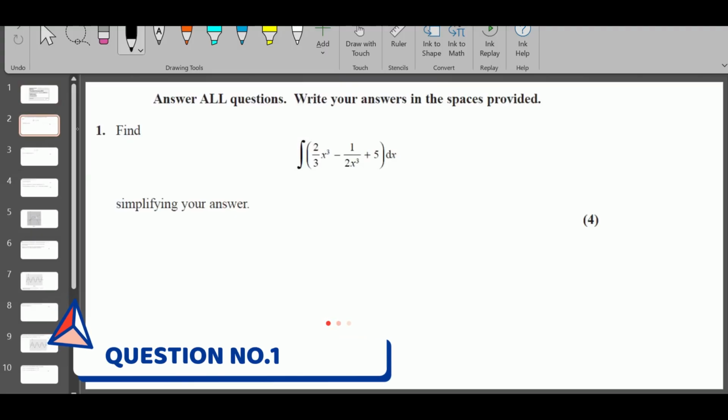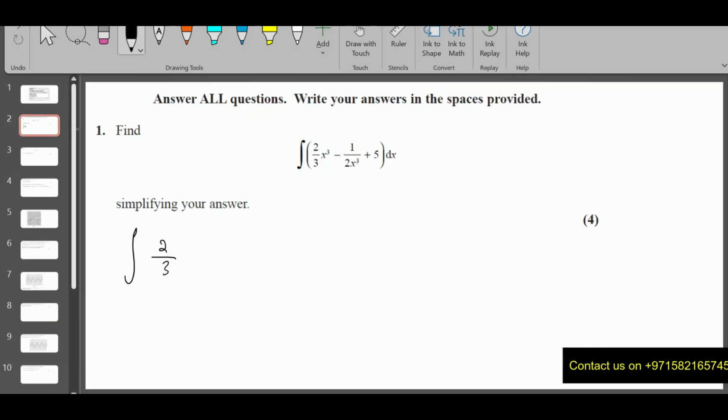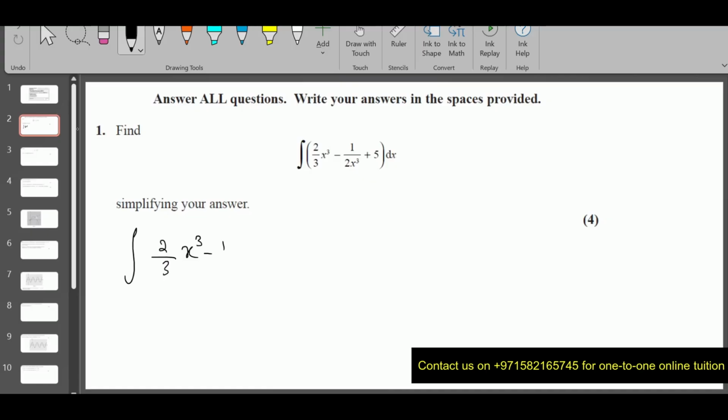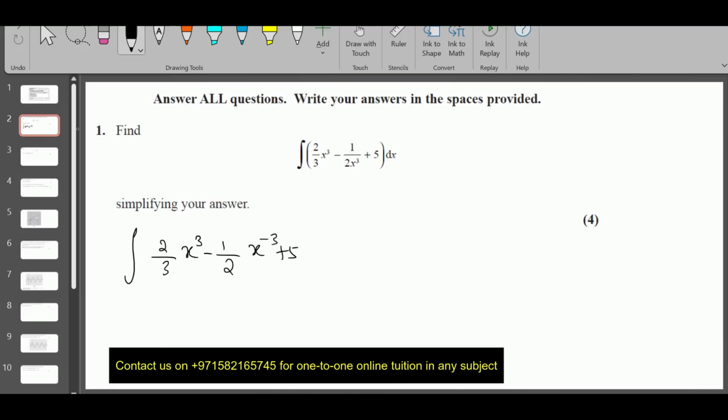Let's look at question number 1. This is from integration. First write it as 2 over 3 x cube minus 1 over 2. Put the x cube on top. It becomes x power minus 3 plus 5.